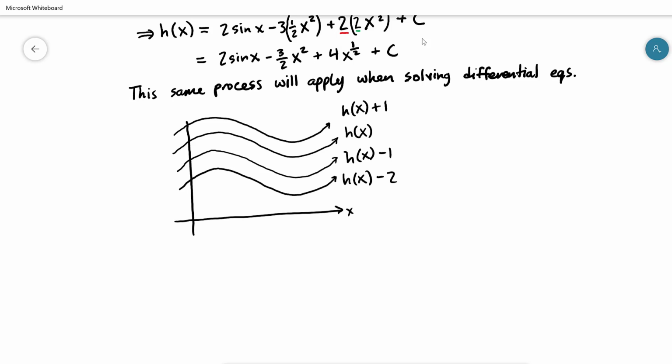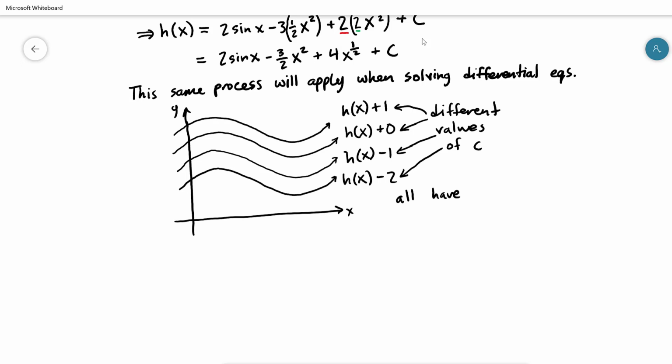So here's my x and my y coordinates. All of these have different values of, if you want to think about this one, you could think of it as plus 0. So these all just have different values of c. All of them have the same derivative because the derivative is the slope. All those lines drawn right there have the same slope, and therefore the same derivative.